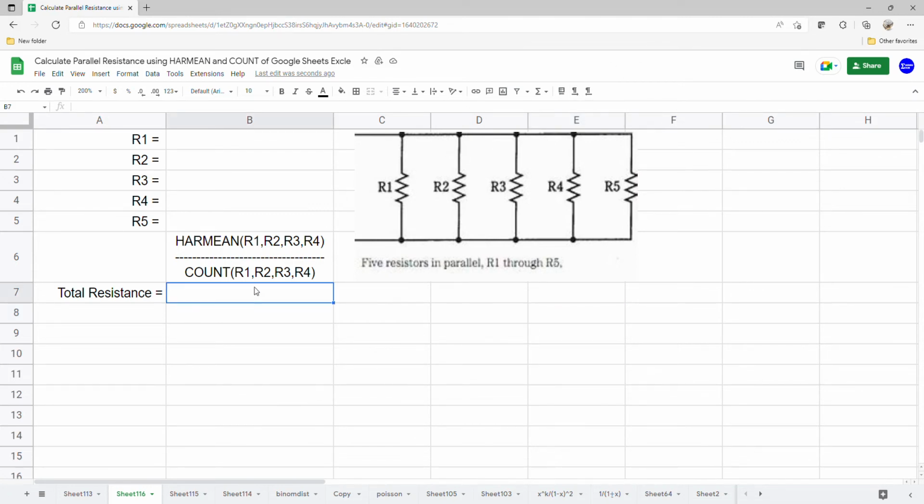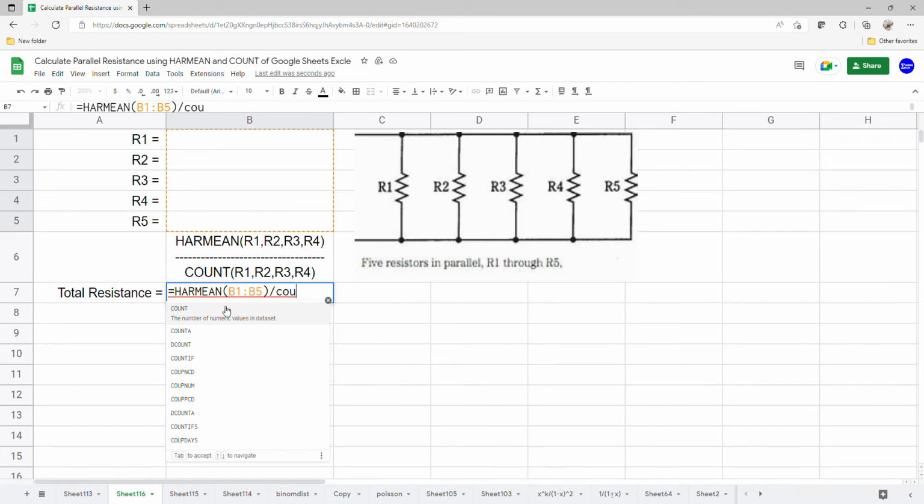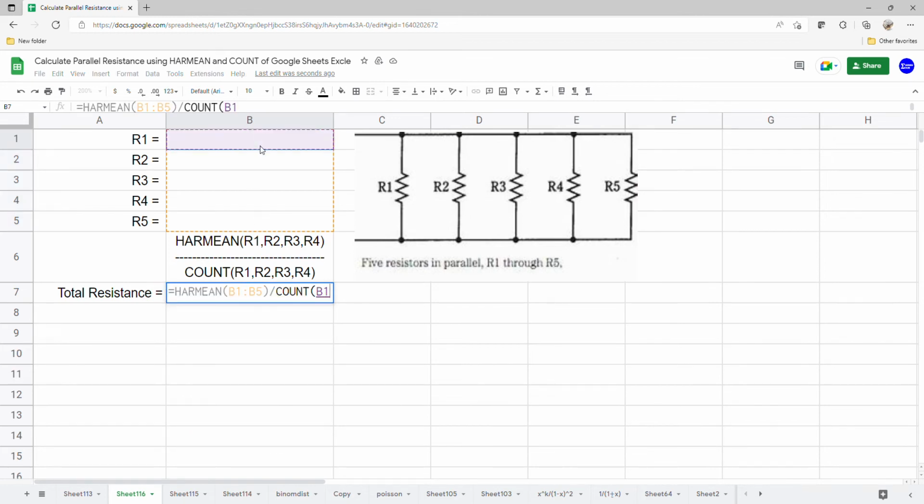So here's the solution. This is HARMEAN, the harmonic mean of the dataset from R1 up to R5, divided by COUNT of the dataset from R1 to R5.